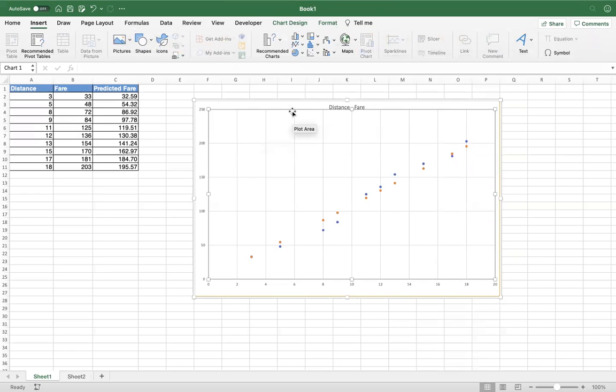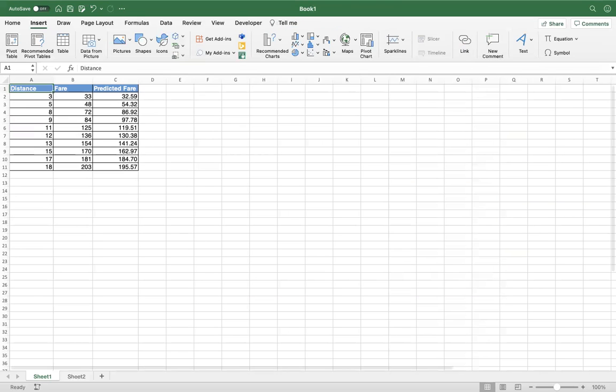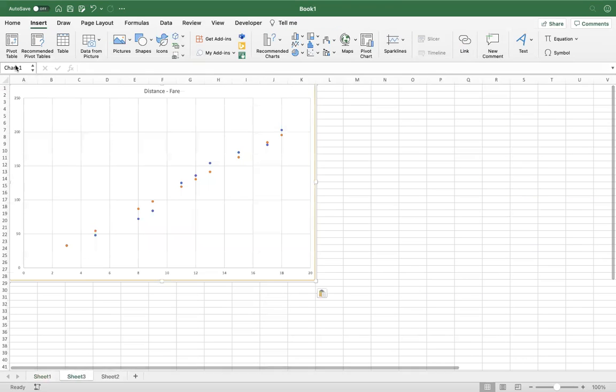In this case, if you observe our predicted fare and actual fare, for example, for 3 kilometers, 33 is our actual fare and 32.5 is our predicted fare, so it's almost the same. But there are values for 8 kilometers, 9 kilometers where they are a bit off, right? So definitely there is something, but it's not the best of our predictions, though they're considerably fine.